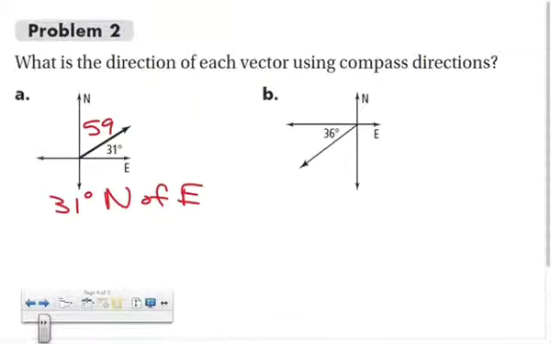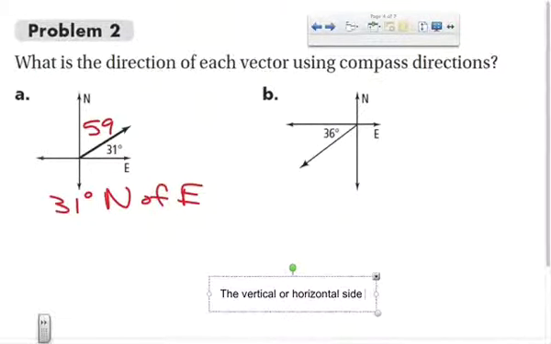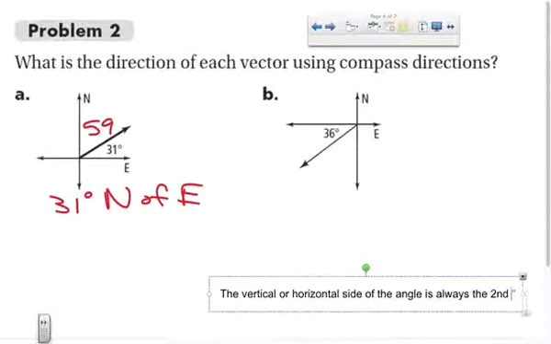You want me to write it down? All right, let me try that again. It's typing so slowly. Oh, good grief. The vertical or horizontal side of the angle is always the second direction.